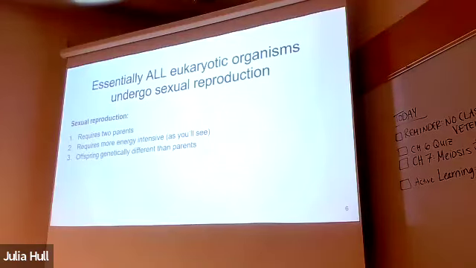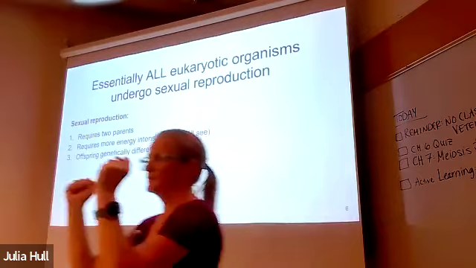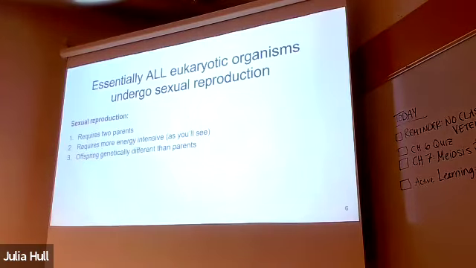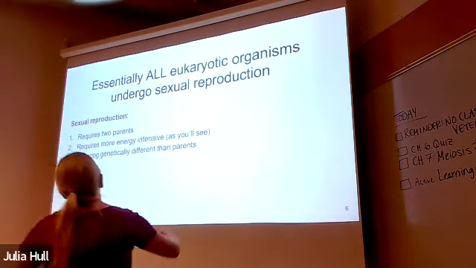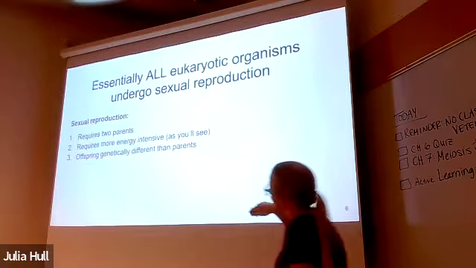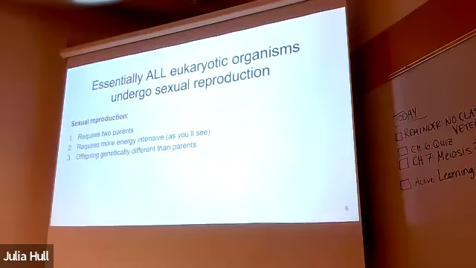How many rounds of cell division did we see in mitosis? How many times did we go through the cycle of prophase, metaphase, anaphase, telophase? One time. Meiosis, we're going to do it twice. And then what we're going to end up with at the end is that our offspring are going to be genetically different than our parents. They're going to have to be similar, but they're going to be different.